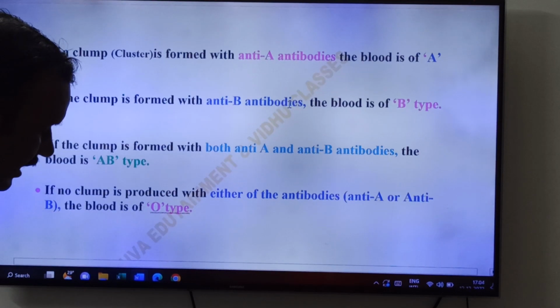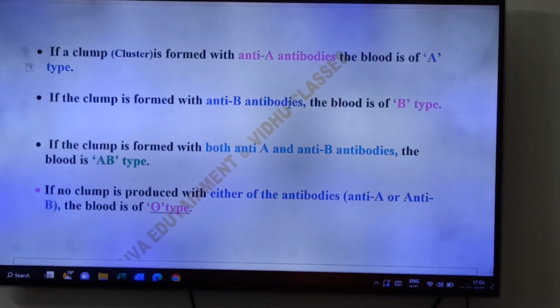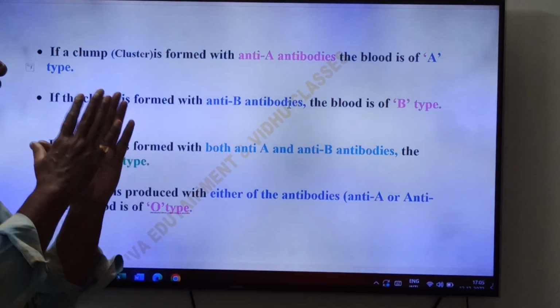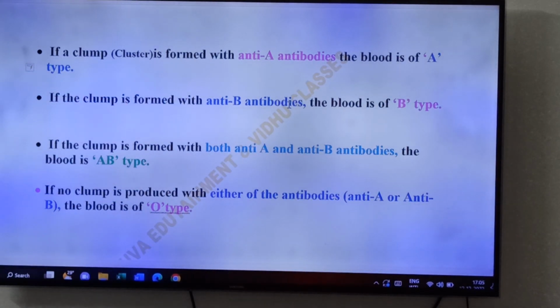Now see, friends, if a clump or cluster is formed with anti-A antibodies, that blood group is A type. See, friends, now this is very, very important. If a clump or cluster is formed with antibody A, that blood is of what, friends?